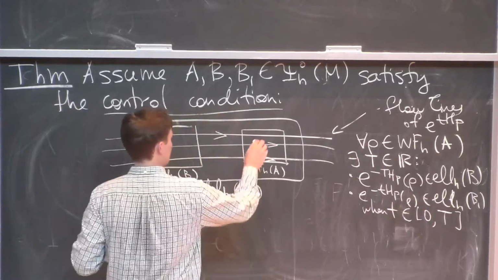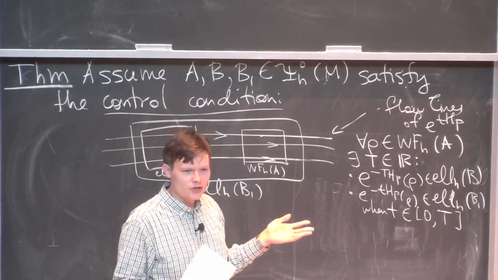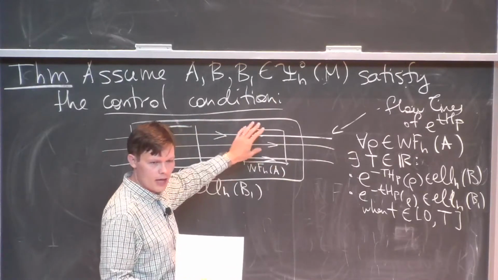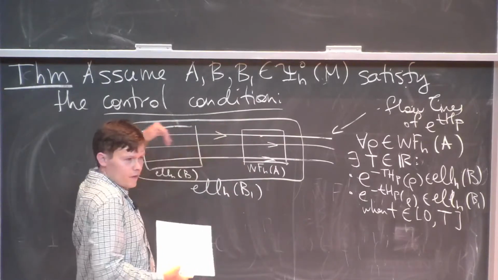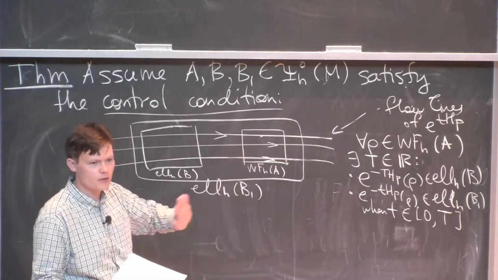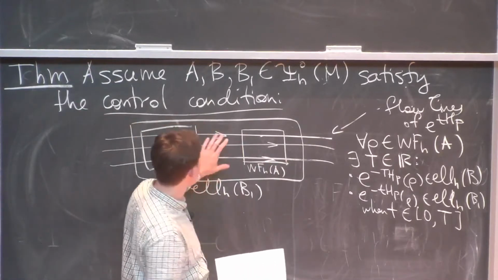So what that says is the following. We have this compactified cotangent bundle. The wavefront set of A is a compact subset of it. These two elliptic sets are open subsets of it. The flow is well-defined on this bundle. It's a compact manifold. The flow is tangent to the boundary. So it's, you know, as good as you could imagine kind of topological situation.